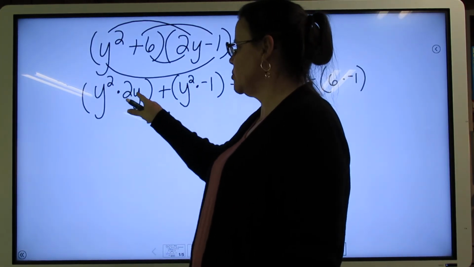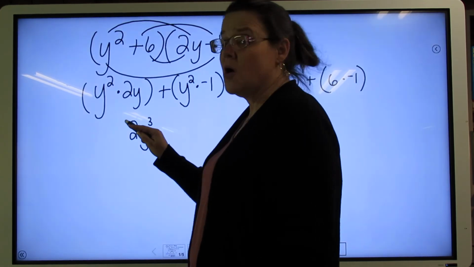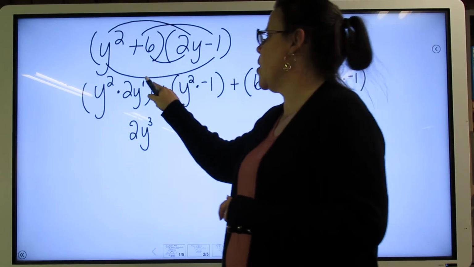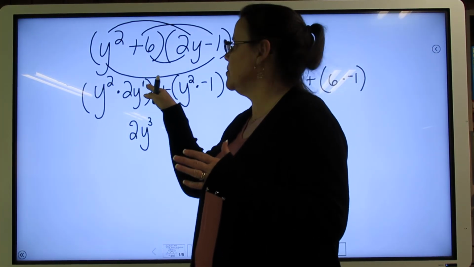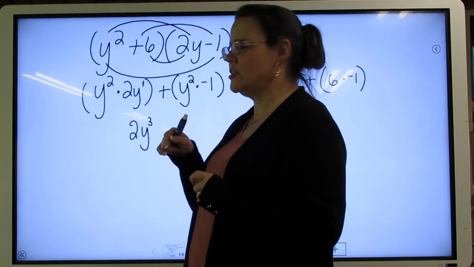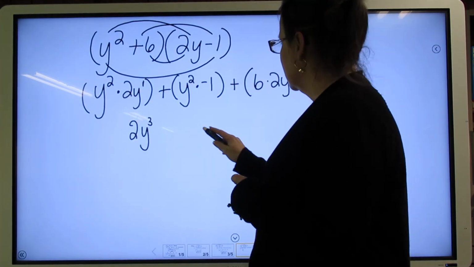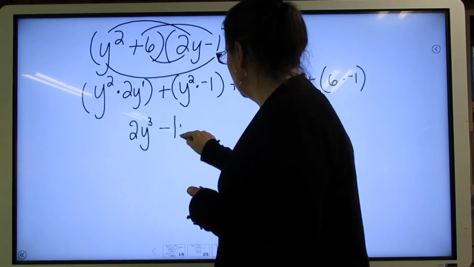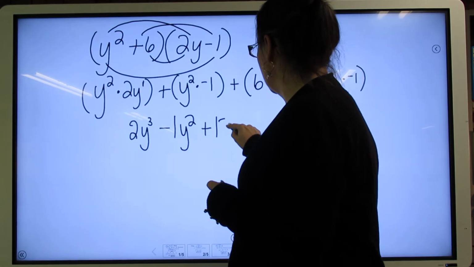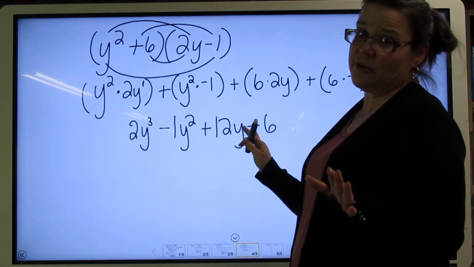Y squared times 2y is going to be 2y to the third. Why? Because technically, you don't have to write a 1 when you see the 2y, but you have to assume that there's that little imaginary 1, and then you add the exponents. That's where we get the 3 from. And we have minus 1y squared plus 12y minus 6. That would be your final answer.